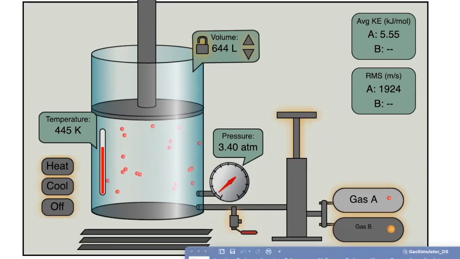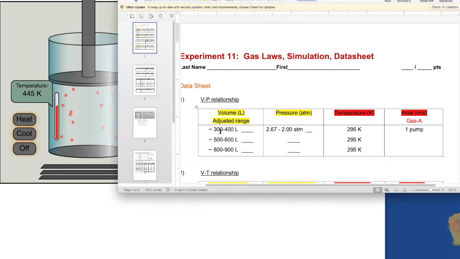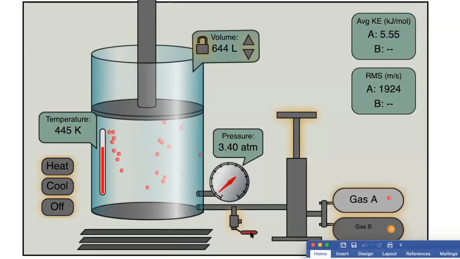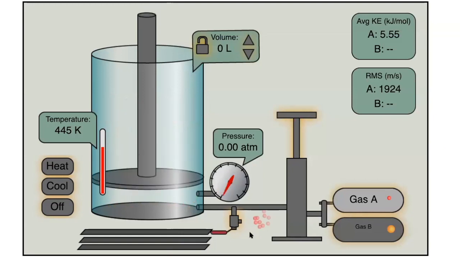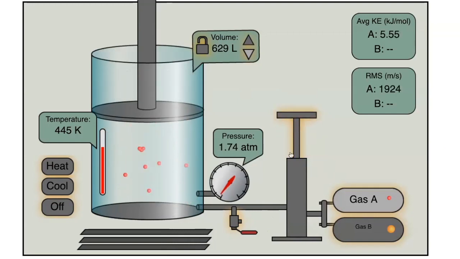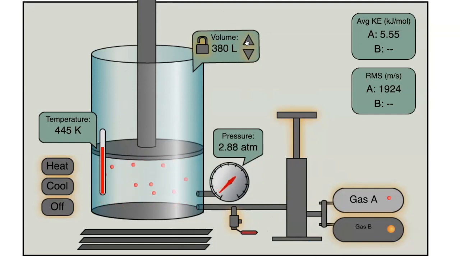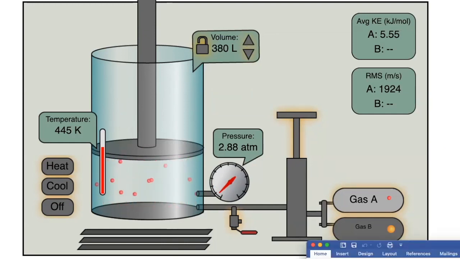In this particular case, if you look at your data sheet, it says you're going to change the volume to about 300 to 400 liters. First, evacuate everything. Then maybe we need to pump in a gas real quick. And then we're going to change this volume to about 300, 400 liters, so we're just going to increase this somewhere around there.